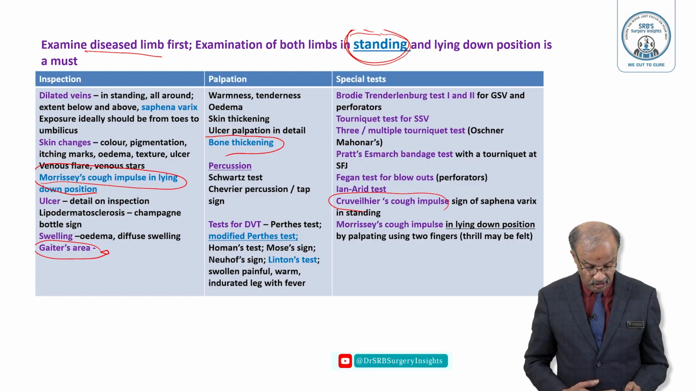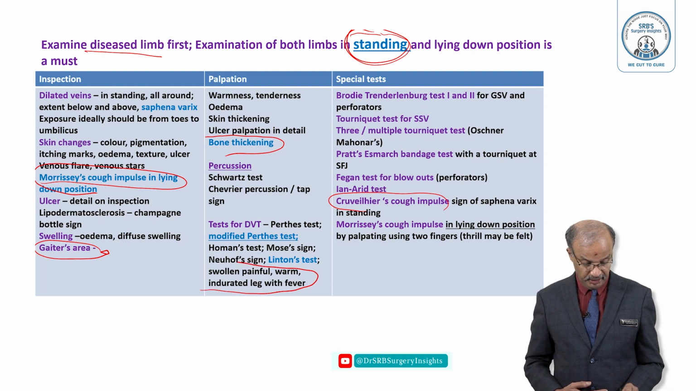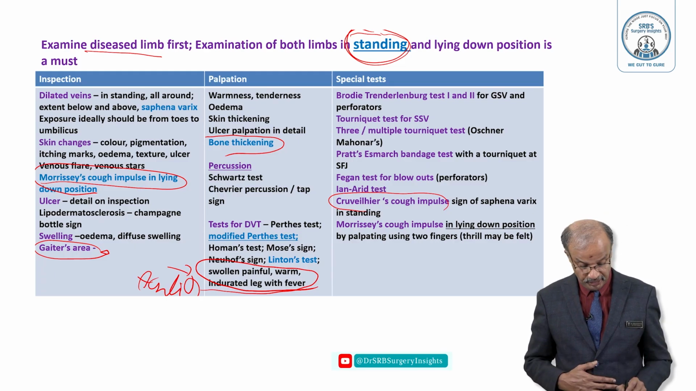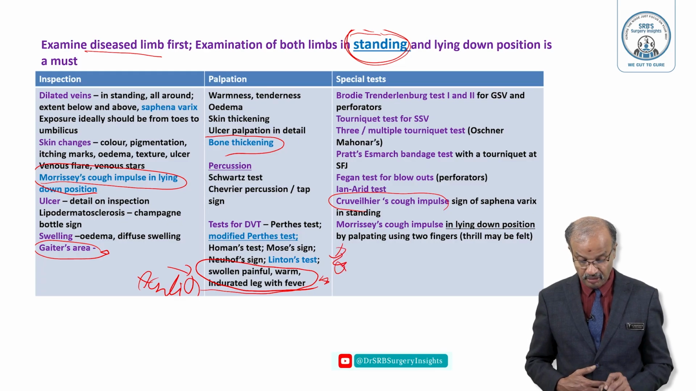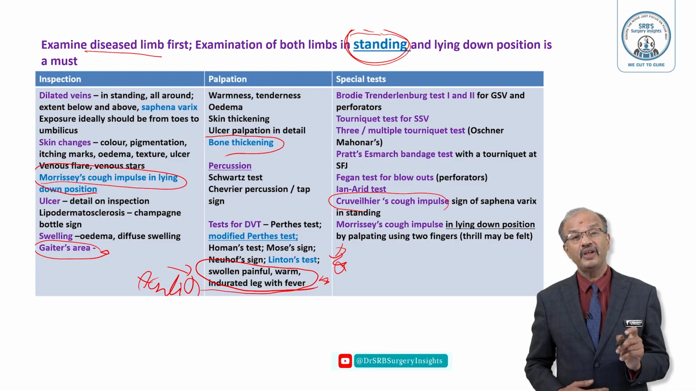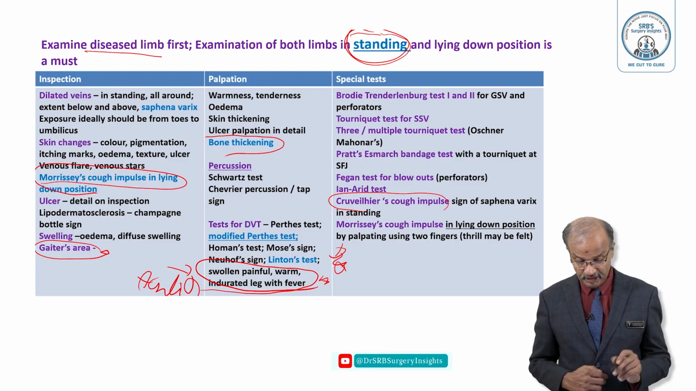book and manual. Modified Perthes test, Homans' test, Moses test, Neuhof sign, Linton's test: swollen, painful, warm, indurated like in acute DVT. It's a feature of acute DVT, remember, acute DVT. This is important because DVT is a contraindication for direct surgery for the varicose vein. That's important, you have to remember that point. Whether a patient is having DVT or not makes a lot of difference in these patients. It causes an added problem and intervention is also difficult in this patient.